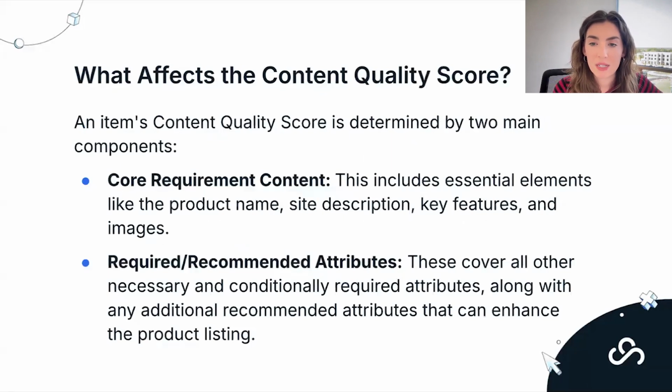So making sure you have essential elements like product name, site description, key features, images. Those are not optional. They are the must-haves. That's what helps shoppers understand what product you have. And then required or recommended attributes. That's going to increase your score, because those may be nice to haves, but they may be the difference between someone being interested in your product versus not. These cover the necessary, or can be required depending on how they're being used or what category you're in, that can enhance a product listing.